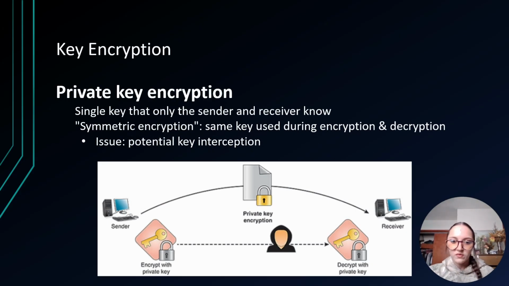So there's two forms of key encryption. The first one is private key encryption, and it uses a single key that only the sender and the receiver know. And this is also known as symmetric encryption because the same key is used during the encryption and decryption. And an issue with this is possible key interception.